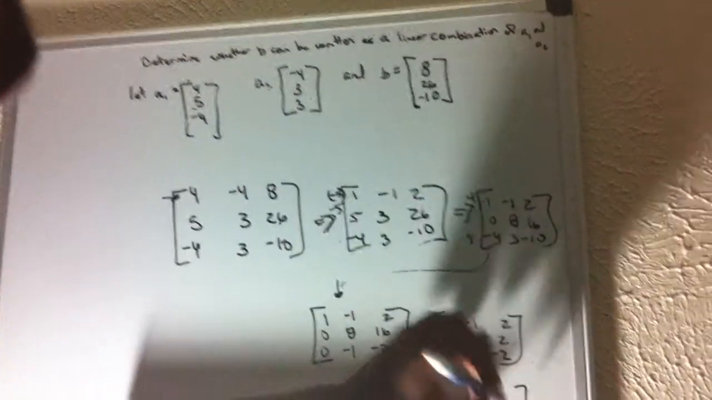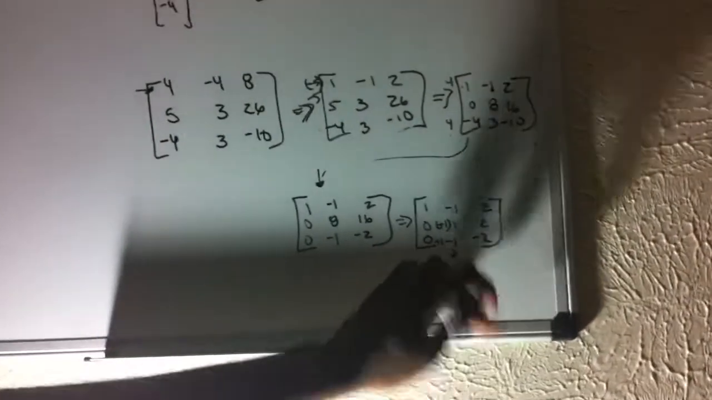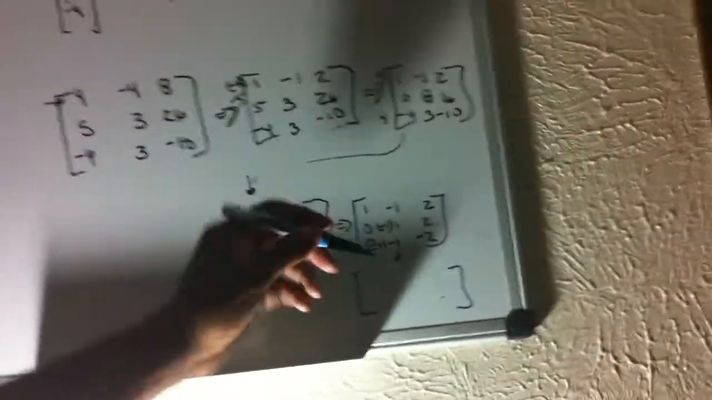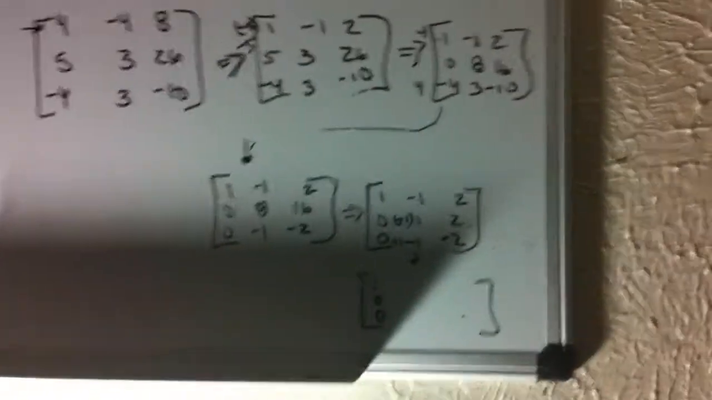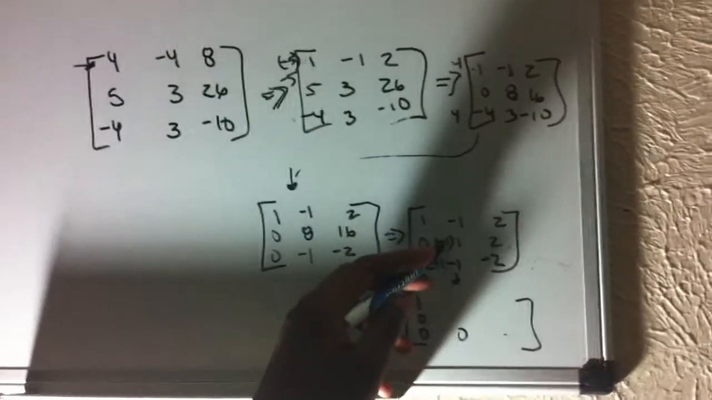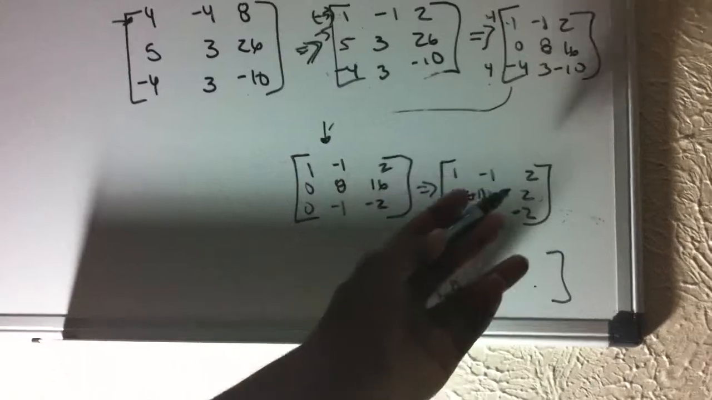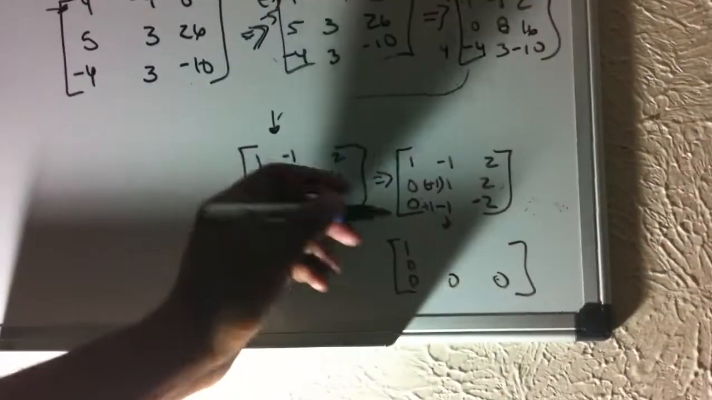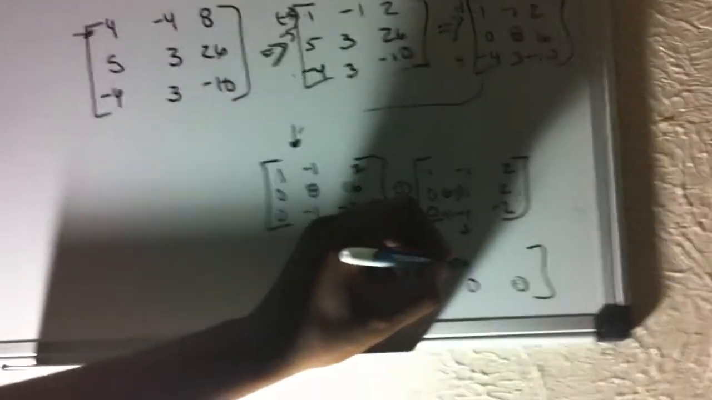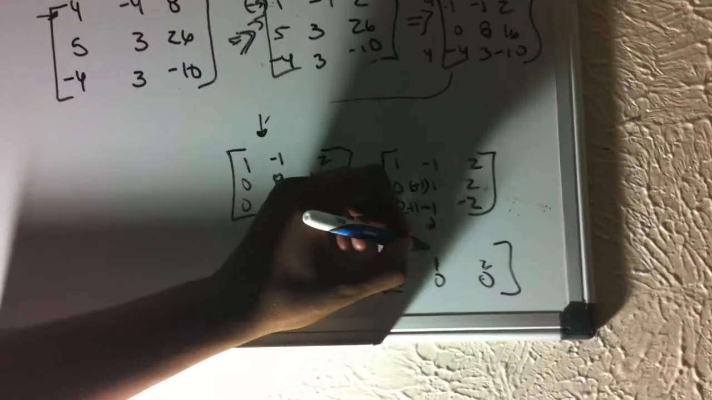Row reduce again. Sorry about running out of space, guys. My whiteboard is a little small. I have to get a bigger one. So we have 1 times 1 is 1, minus 1 gets us 0. 1, negative 1, 1 times 2 is 2, minus 2 gets us 0. And we keep our second row.